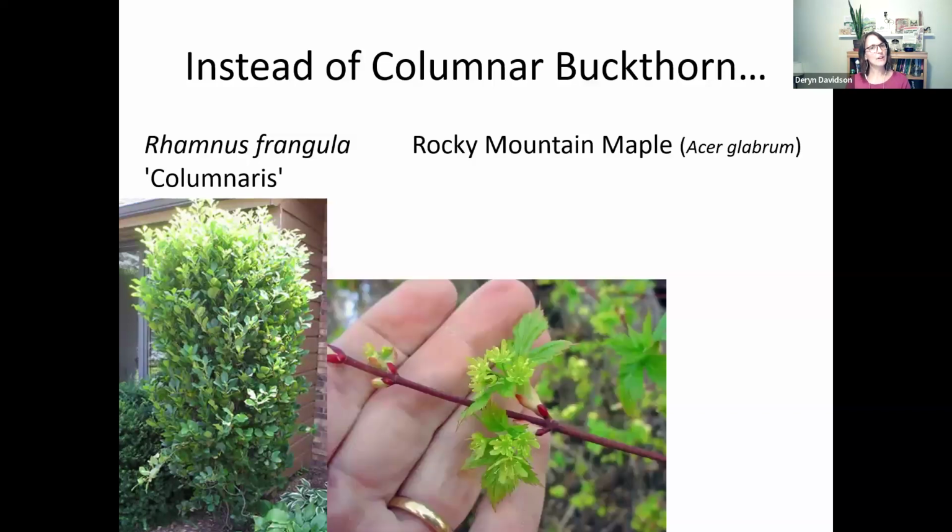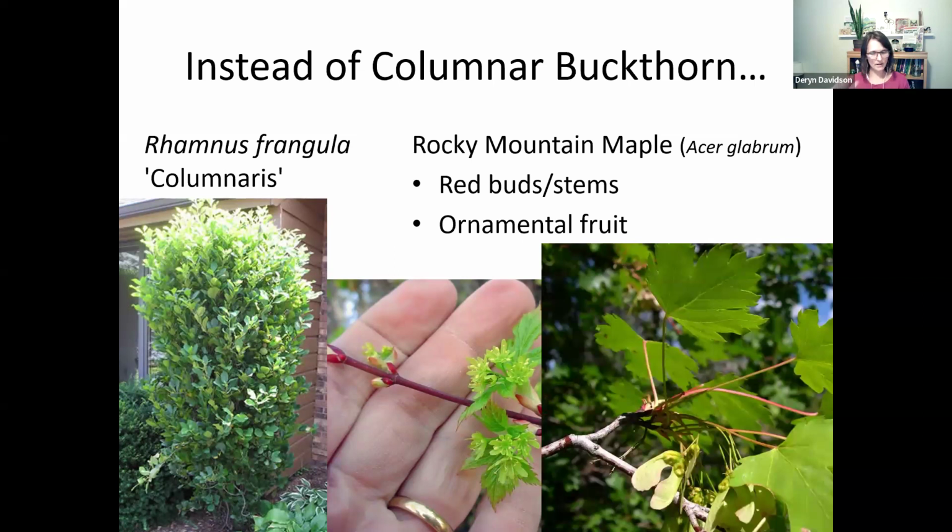Okay, instead of columnar buckthorn, we've got Rocky Mountain maple. So we have another maple tree. They have red buds and stems. You can see that pretty red color with the bright green leaves. They have ornamental fruit, so they get those samaras like the helicopters other maples do. They like some shade, so they're kind of an understory tree. I have it in the shrub section. It's kind of a medium-sized shrub, small tree, but a really excellent plant.